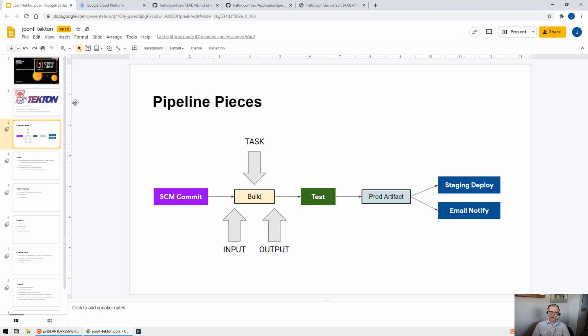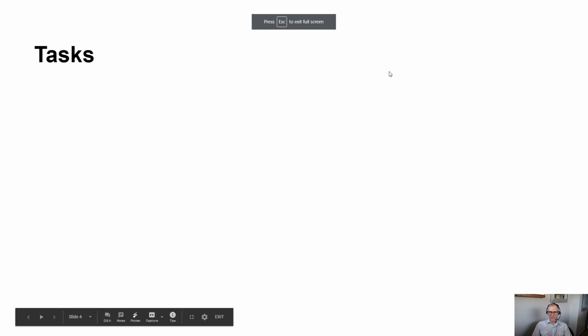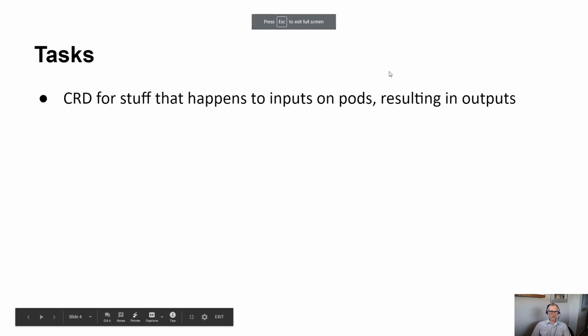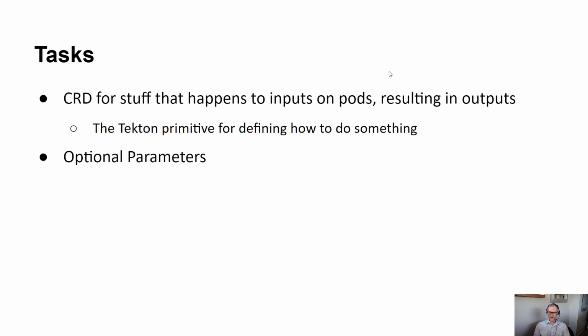Let's talk about the different parts of the pipeline. So the first part is tasks. One of the primitives that gets defined by Tekton is a task. A task is a custom resource definition that says what to do with inputs, how to transform them into outputs. And so this is really the primitive for how to do anything in Tekton.